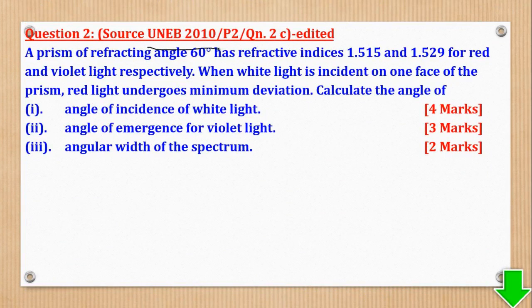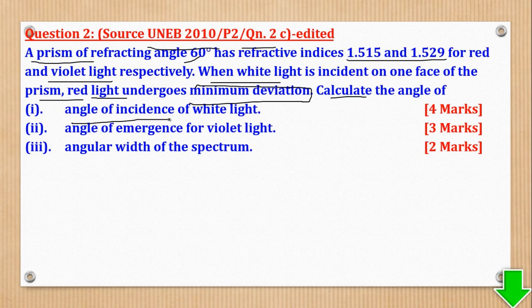Question 2 came from UNEB, 2010, paper 2, question 2c, and says, a prism of refracting angle 60 degrees has refractive indices, this and this, for red and violet light, respectively. When white light is incident on one face of the prism, red light undergoes minimum deviation. Okay? Calculate 1, the angle of incidence of white light, 2, the angle of emergence for violet light, and 3, the angular width of the spectrum.